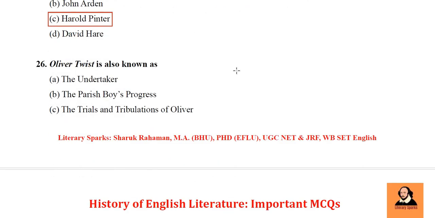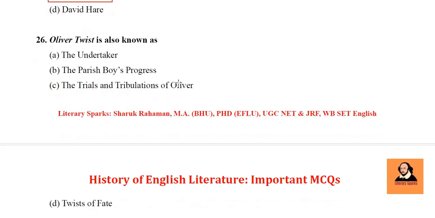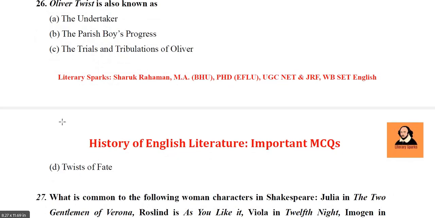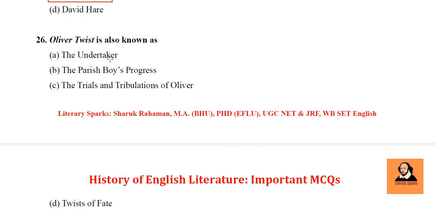Next question we have: Oliver Twist is also known as The Undertaker, The Parish Boy's Progress, The Trials and Tribulations of Oliver, Twist of Fate. So the subtitle of Oliver Twist is The Parish Boy's Progress. So from there you get the answer. Sometimes they ask this way, what is its other name, what is its subtitle, or is also known as. There are many works which have titles as well as subtitles. I'll make a separate video on that also.